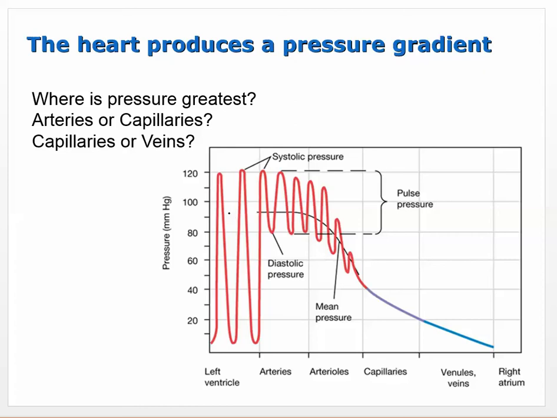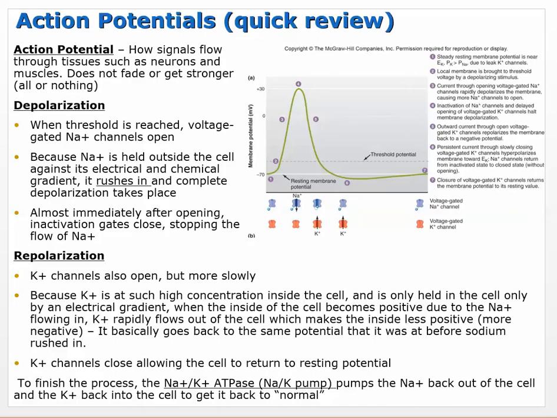Okay, so the pressure decreases as we move through. That means veins are going to have lower pressure than capillaries. And think about it, it has to be that way. If capillaries had lower pressure than veins, blood would be flowing from veins into capillaries, and that doesn't happen. All right, so electrical stuff, we need to talk about that.